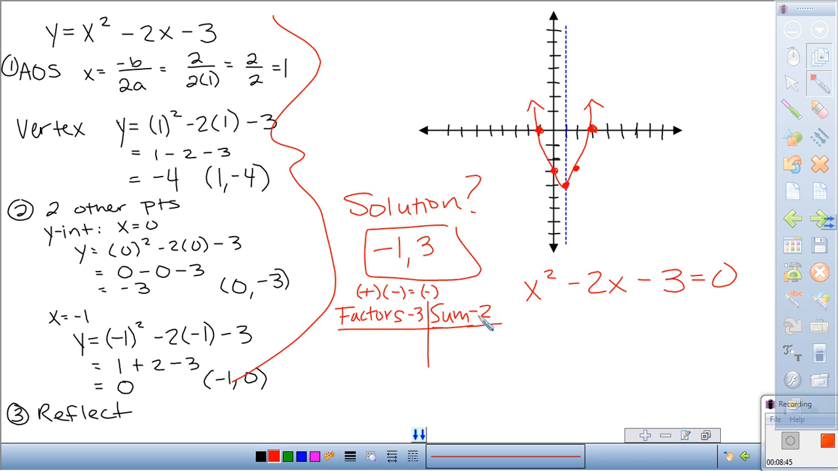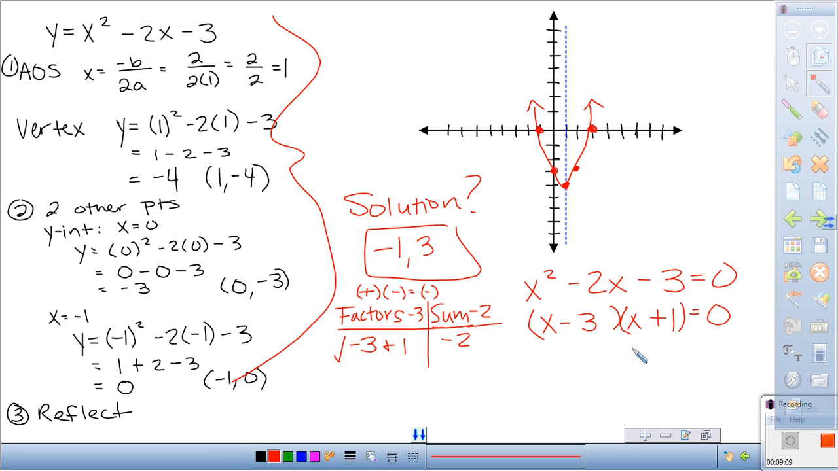And since we want a negative over here, we'll make our bigger number negative. So how about negative 3 and positive 1? Negative 3 times 1 is negative 3. Negative 3 plus 1 is negative 2. That works. So let's go ahead and write our binomials. It's also set to 0, and our variable is just x, so x and x, minus 3 and plus 1.